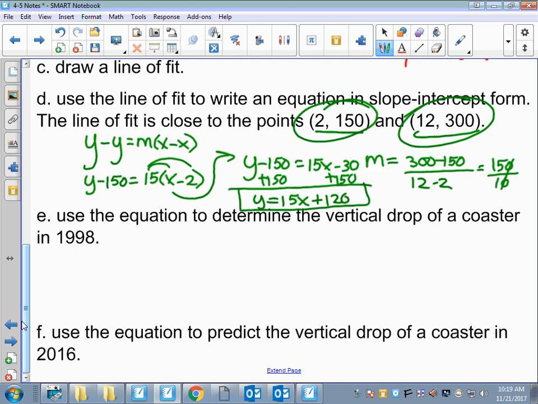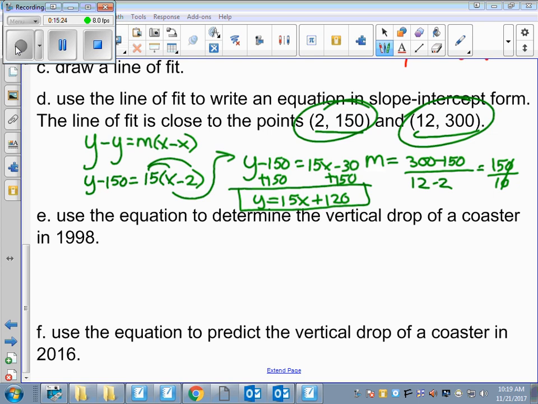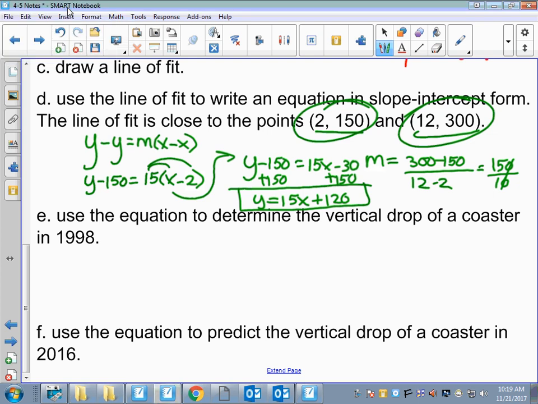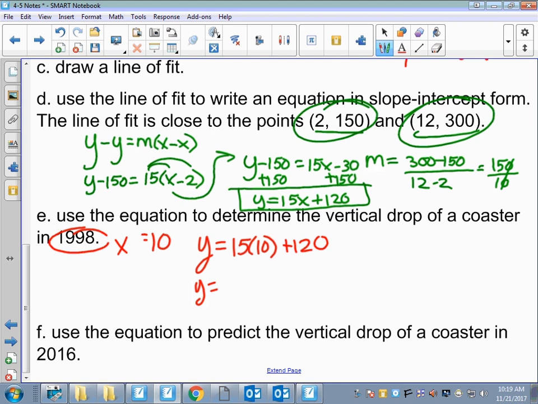And when I go through this, use the equation to determine the vertical drop of a coaster in 1998. So in 1998, that's actually time in years would equal 10 years beyond 1988. So actually not my y, my x value would equal 10. So I use my equation. I plug in 10 for my years, and we're saying in 1998, 150 plus 120, the vertical drop of a coaster built in 1998 would have been 270 feet.